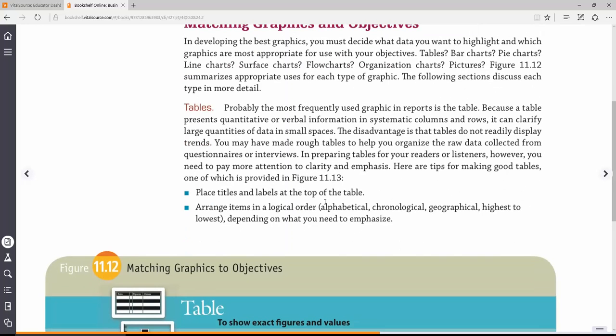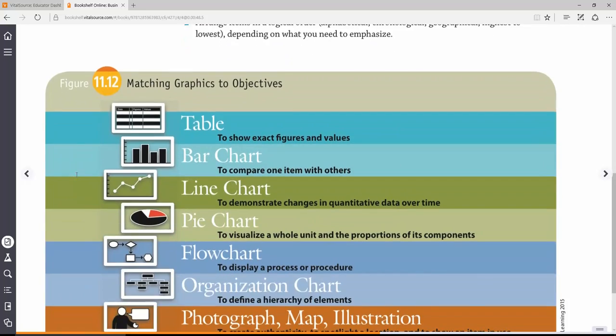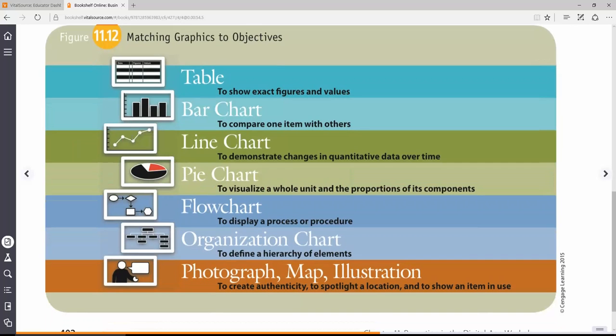Let's look at tables. Place table titles and labels at the top of the table. Arrange the items in a logical order, either alphabetical, chronological, geographical, highest, lowest, whatever you need to emphasize. If you're going to do a table, use it to show exact figures and values. If you're going to use a bar chart, you're going to compare one item to the next. Line charts will demonstrate changes in quantitative data over time. It means the data that you collect.